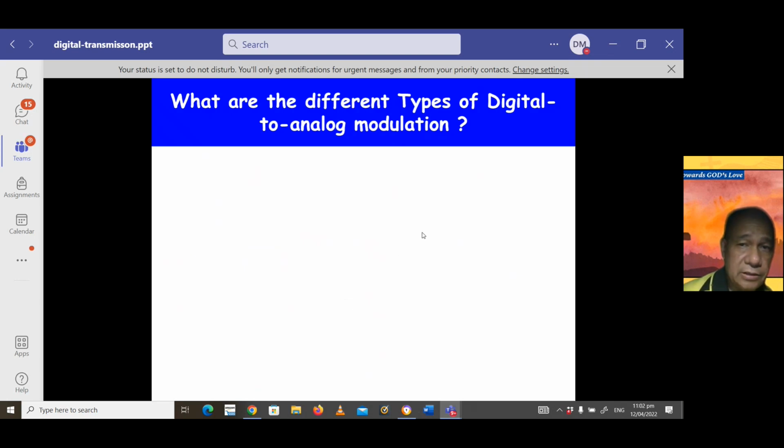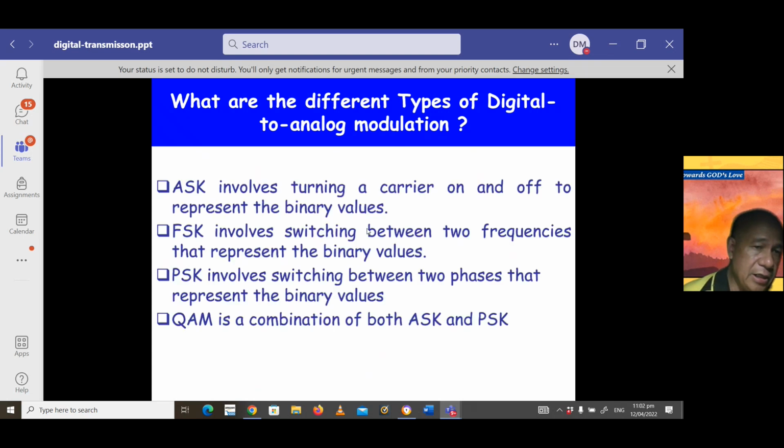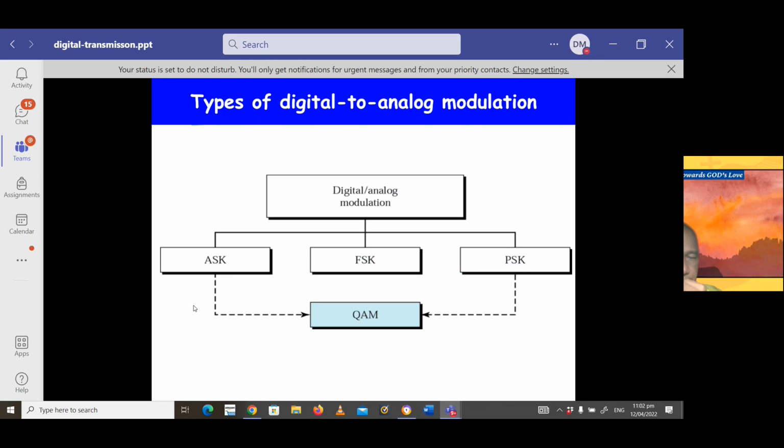So what are the different types of digital modulation? Ito yung mga ASK, FSK, PSK, and QAM. So it started here with ASK, and then they just evolved, until we have now the latest, fifth generation, the QAM. It is a combination of ASK and PSK.